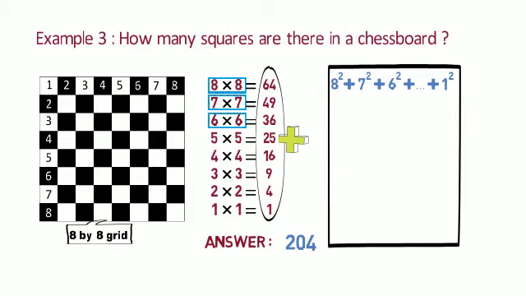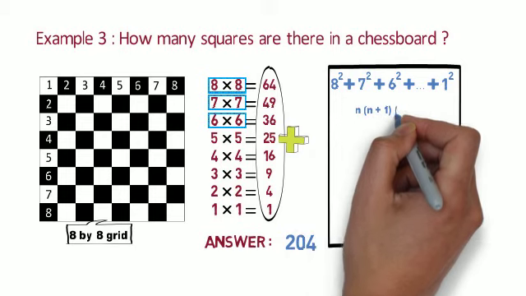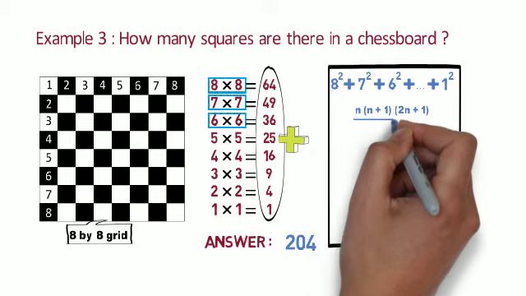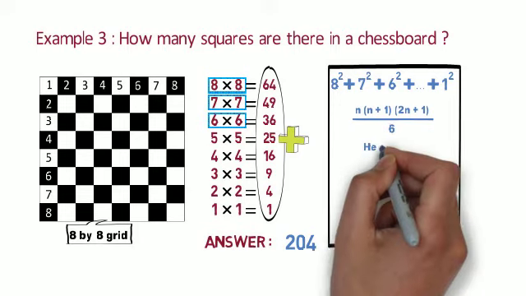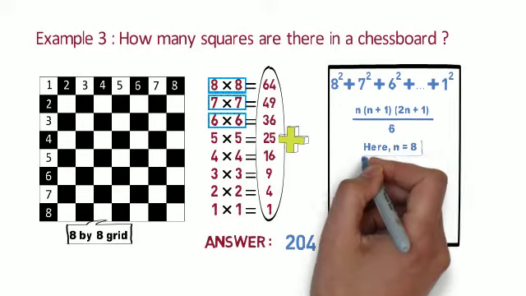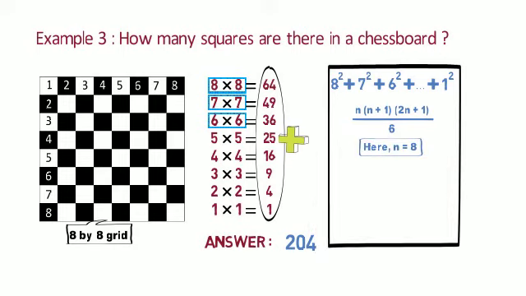Now, do you know the formula to find the sum of the squares of first n numbers? Some of you would already know it, but let me take it here for your convenience. The formula is n into n plus 1 into 2n plus 1 divided by 6. And in this very question, as we know, n is equal to 8. Putting n equal to 8 in the formula, we can directly get the required answer, which is 204.